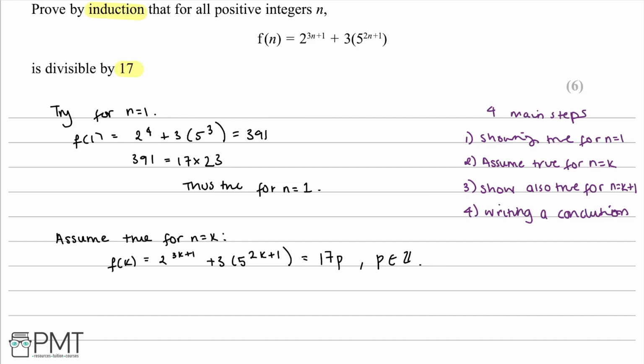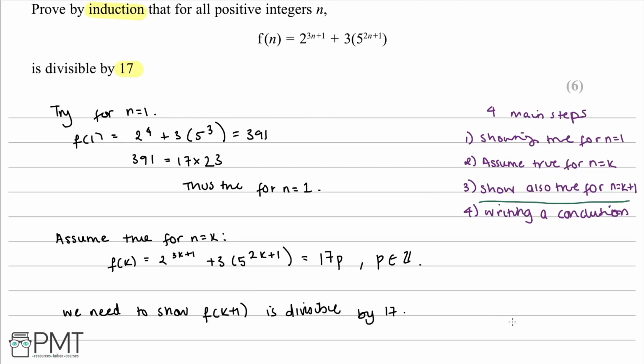Now all this is saying is that if we have n is equal to k, then this equation, 2 to the power of 3k plus 1 plus 3 times 5 to the power of 2k plus 1, will be divisible by 17. So now we need to carry out the third step of our induction. We need to show that it is also true for n is equal to k plus 1. Well, if we need to show that, we need to show that f of k plus 1 is divisible by 17. So how do we go about doing this?